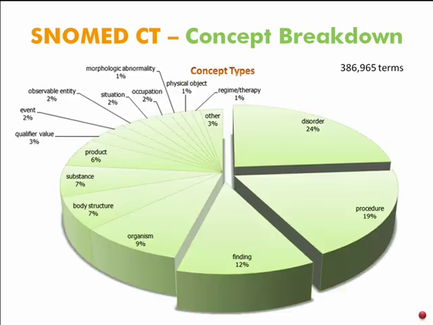386,965 terms, when you break them down, about 24% of those are disorders, 19% are procedures, 12% are findings, and the numbers go down from there. So you can pause here if you like and take a look. But that's just to give you an idea of what's in the total concept file. And this is current and inactive terms. So this is everything.